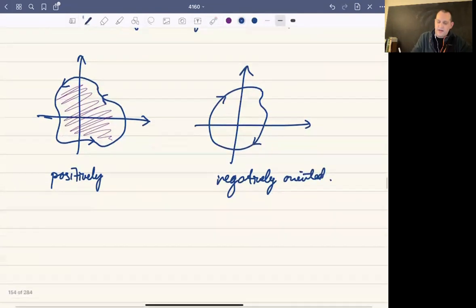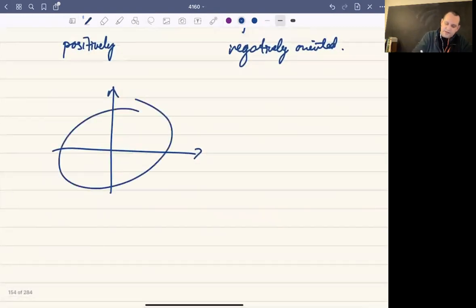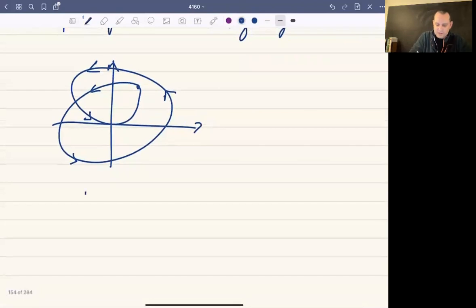And then the same idea applies. I'm not going to write out the strict definition, but the same idea applies for non-simple curves. So if you were to have something like this, here you need to just be a little bit careful about what you mean by the inside of the curve, but positively oriented would still be pointing in this direction. So you would still travel like this, and that would still be positively oriented. The other way around would be negatively oriented. Okay, so this is still positively oriented. That's what it means for a curve to be positively oriented or not.